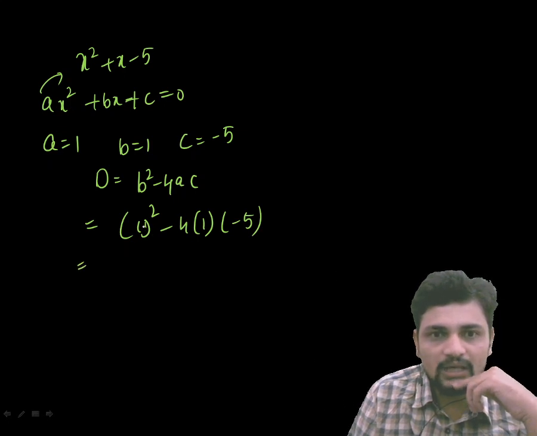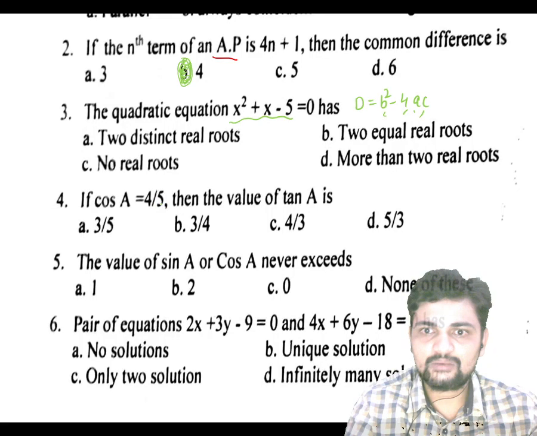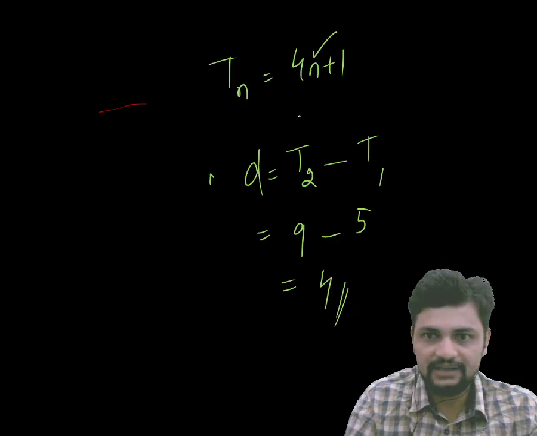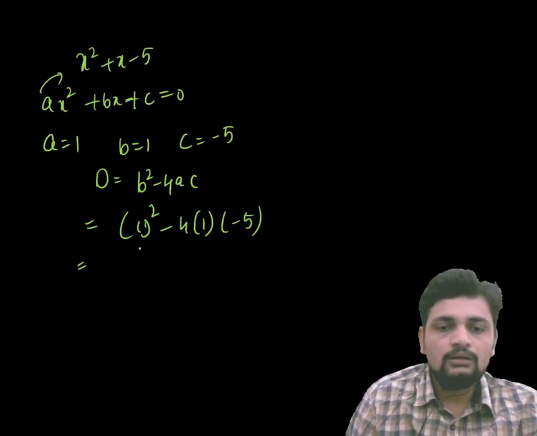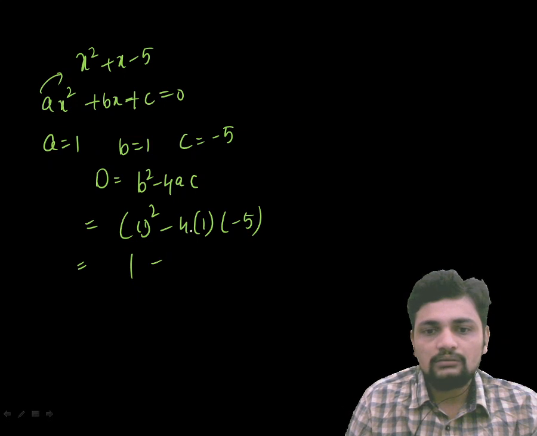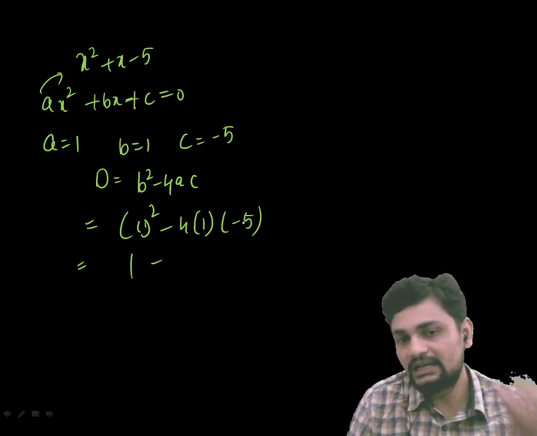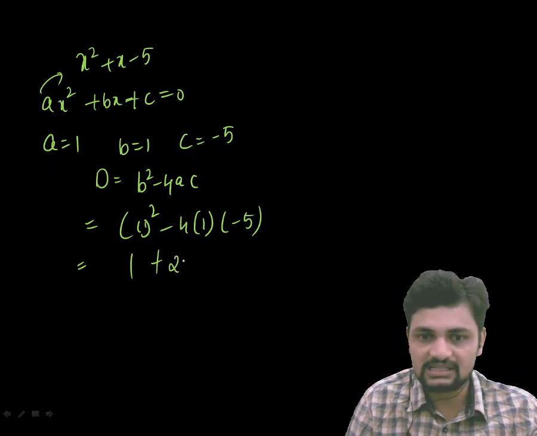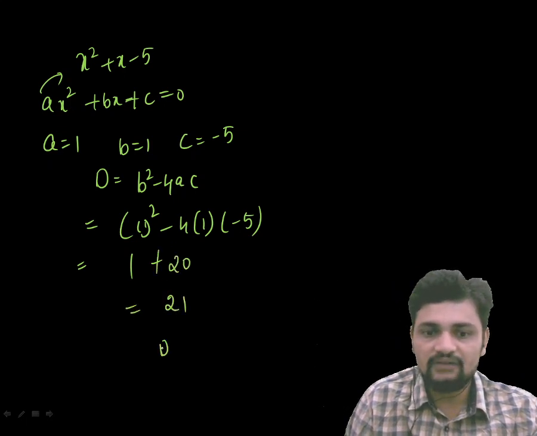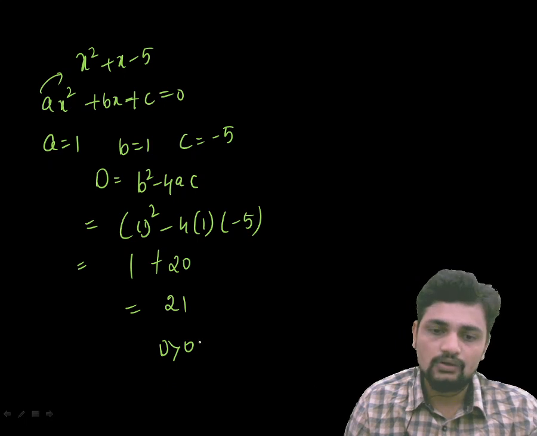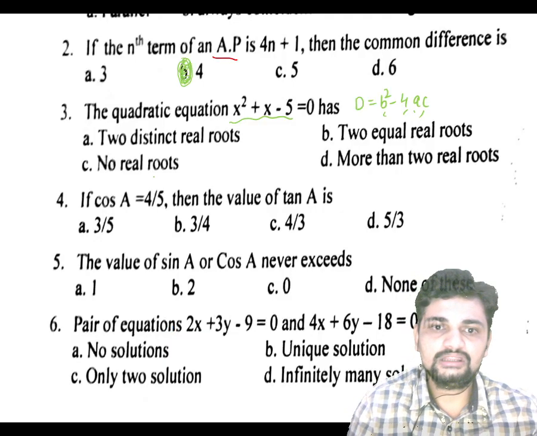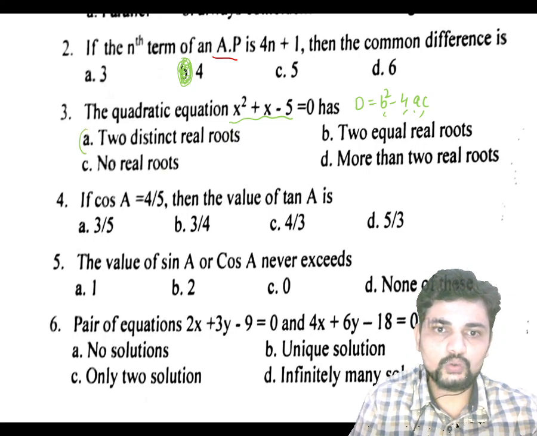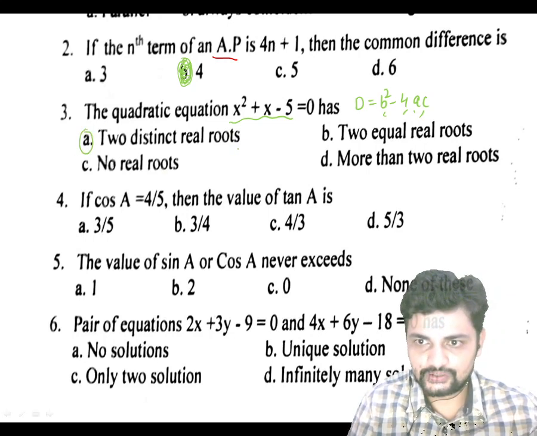So b is 1 here, as per the given equation x square plus x minus 5. So 1 square is 1, then 4 fives are 20, but minus is there. So 4 into minus 5 is minus 20, and minus into minus is plus. So I'm getting the answer 21, which is greater than 0. Whenever a discriminant is greater than 0, we get option A, which is two distinct and real roots.